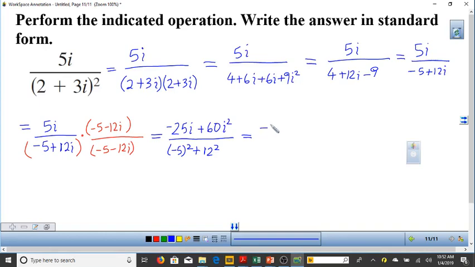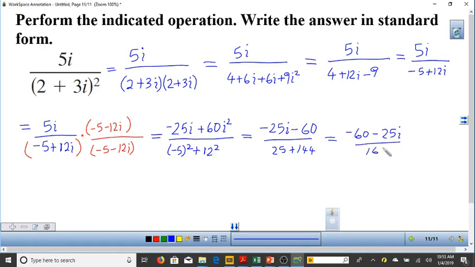So we end up with negative 25i minus 60, because that i squared is negative 1, and we get 25 plus 144. We add those together, we get 169, which is 13 squared. So I have negative 60 minus 25i divided by 169.